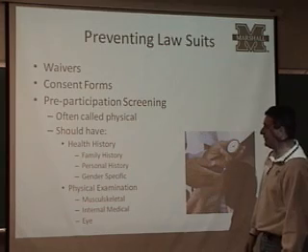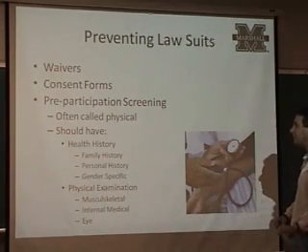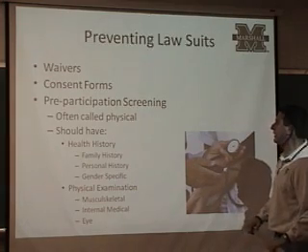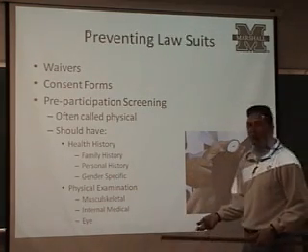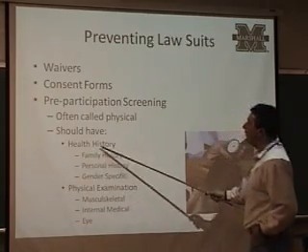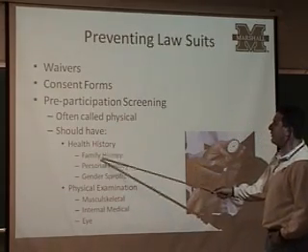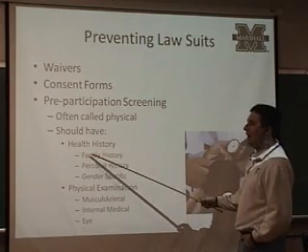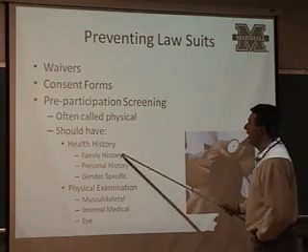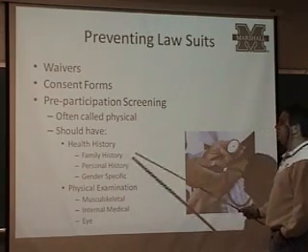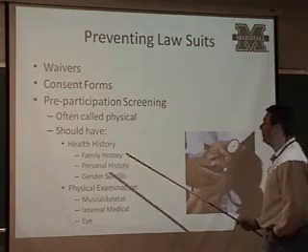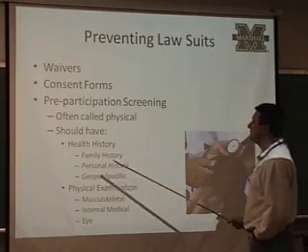Pre-participation screenings are another really good one, often called a physical. Physicals are more in-depth. It's called pre-participation screening because we screen. If there's anything we catch in the screening, we get further clearance from the professionals. It includes health histories. So we want to know their family history, death before the age of 55, smoking, diabetes, high blood pressure in the family, those types of things. Personal history. Do you have high blood pressure? Do you smoke? Do you consume alcohol?